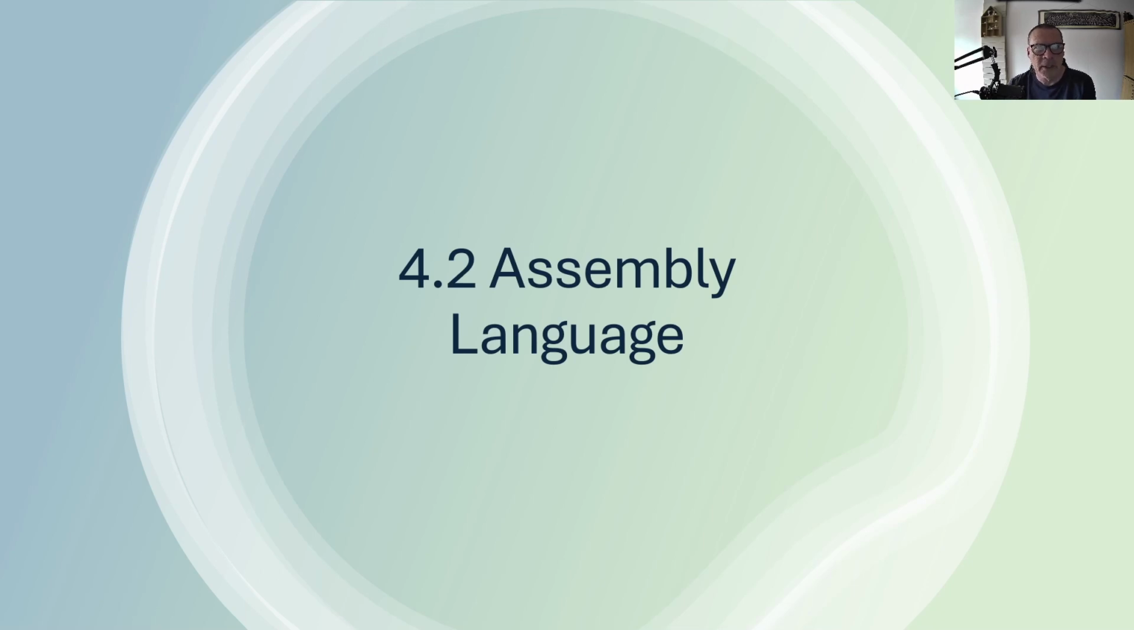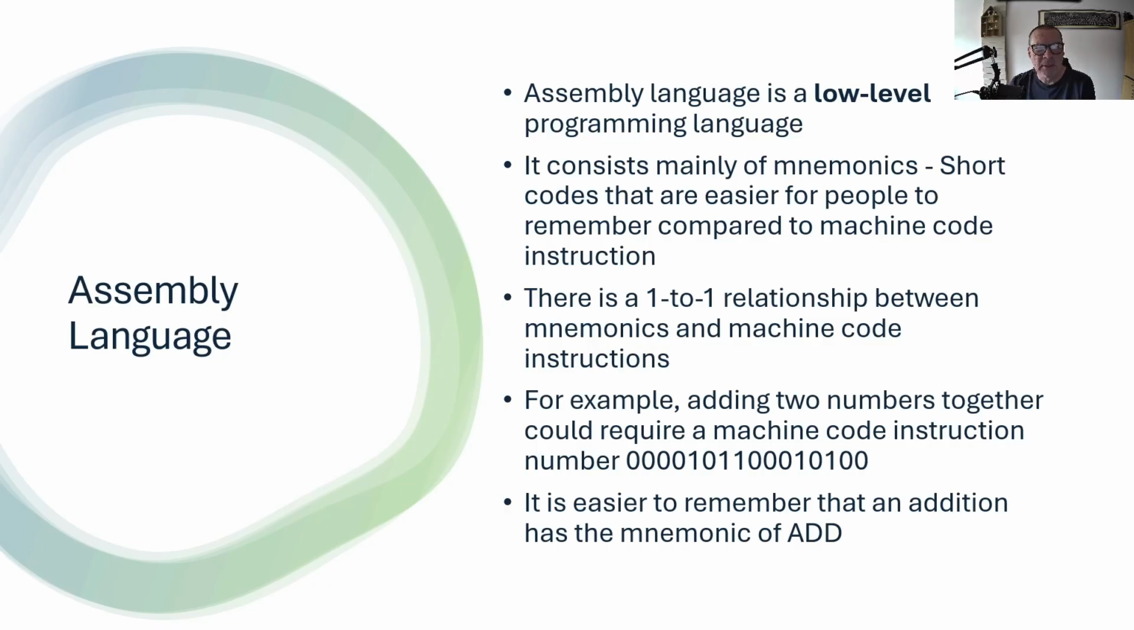In this video we're looking at assembly language, and this is 4.2 in the CIE 9618 spec. So assembly language is a low-level programming language as opposed to things like Python, which are high level. A low-level language is very close to the hardware. Assembly language consists mainly of mnemonics. A mnemonic is something that makes something easy for humans to remember.